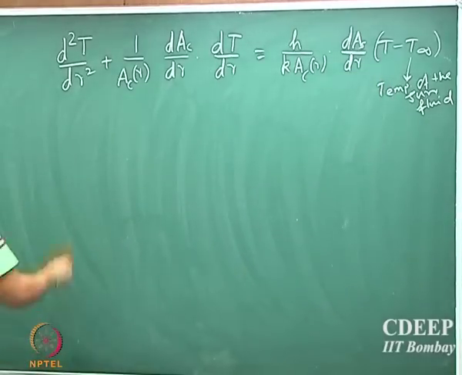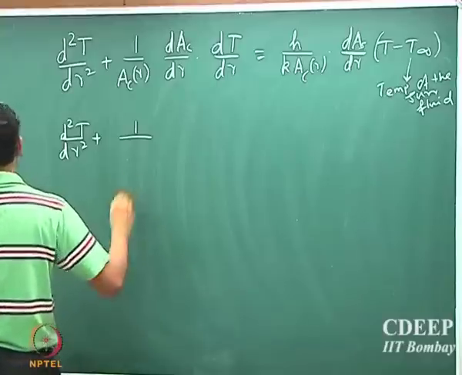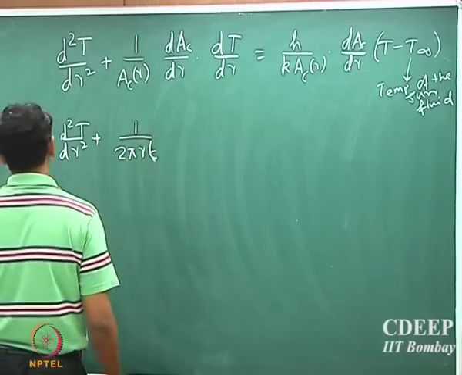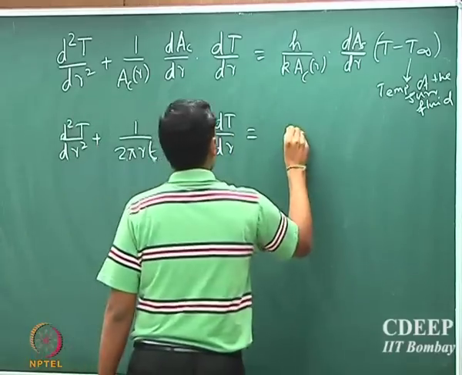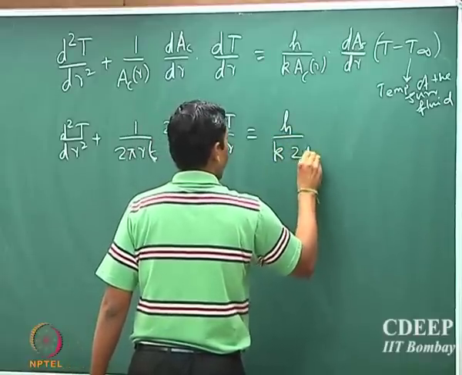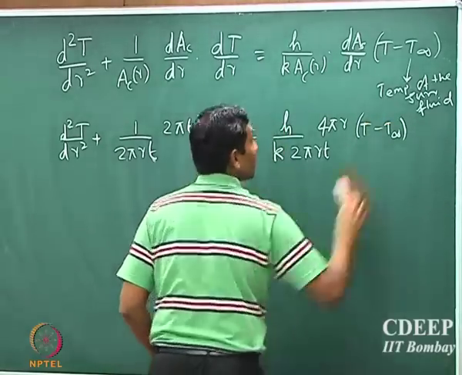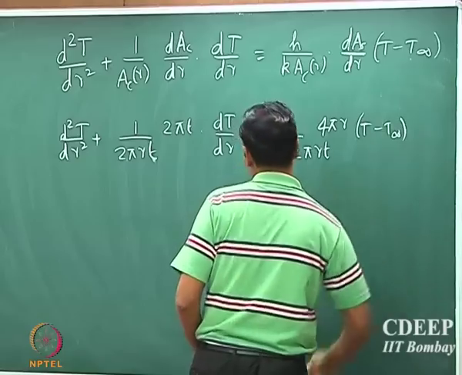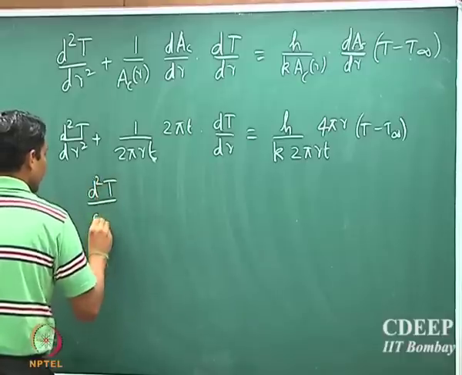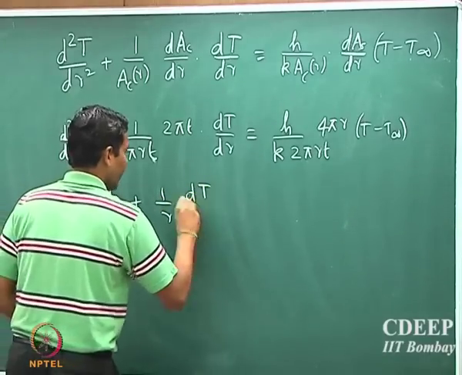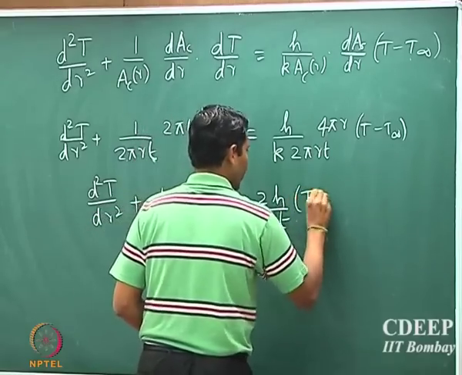Now we can plug in these quantities. It will be d squared T by dr squared plus 1 by 2 pi r T, times dAc by dr, which is 2 pi T, into dT by dr, equal to h divided by k into 2 pi r T into 4 pi r into (T minus T infinity). We can rewrite this by cancelling all the terms: d squared T by dr squared plus 1 by r dT by dr is equal to 2h by kT into (T minus T infinity).